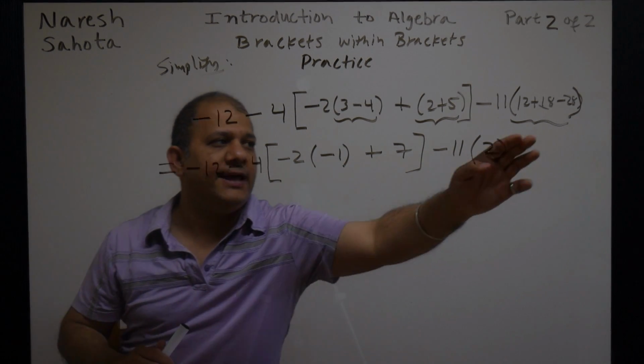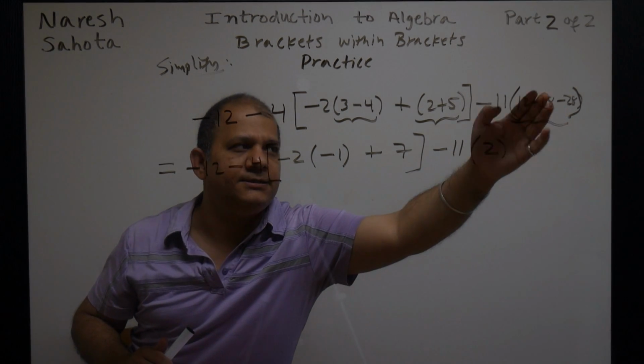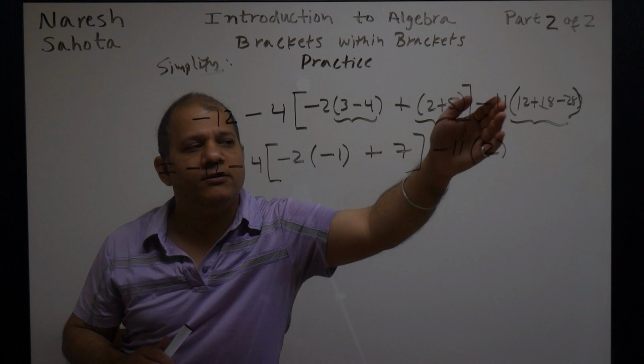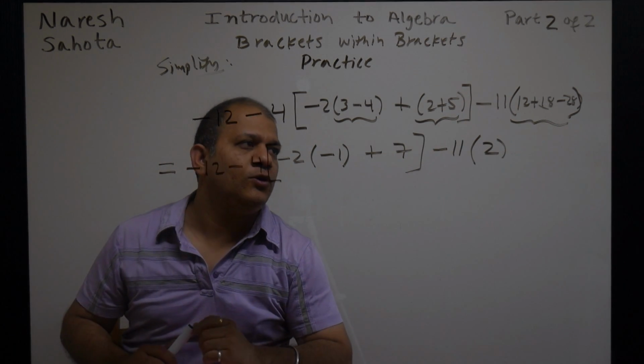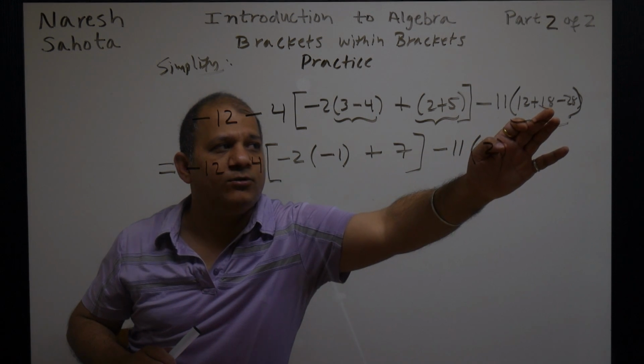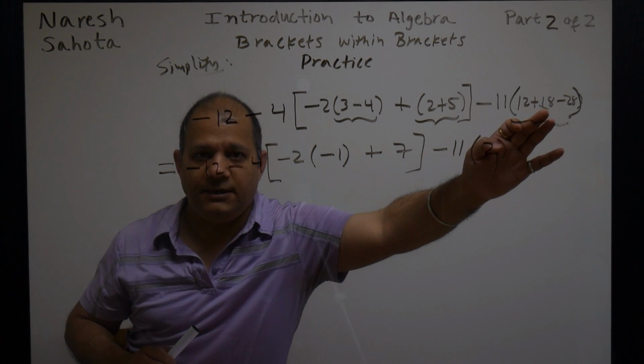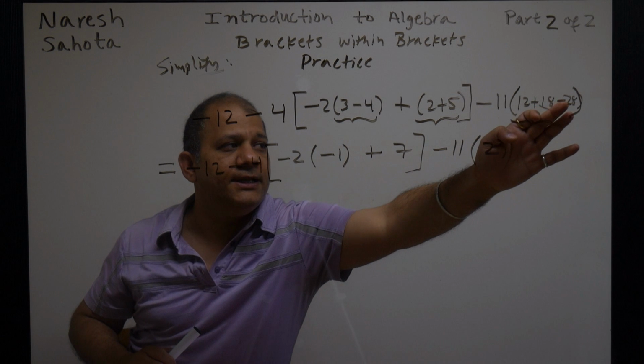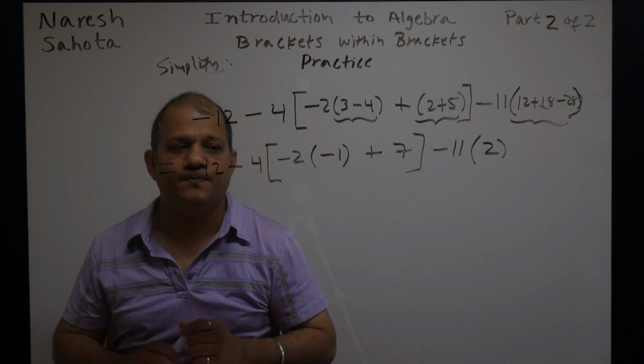So I just did it that way. 18 take away 28 is negative 10. Negative 10 plus 12 is positive 2. Or you can do it however you like. So let's say 12 plus 8 from here will be 20, plus 10, that'll give us 30. Then 30 take away 28 is going to be 2.